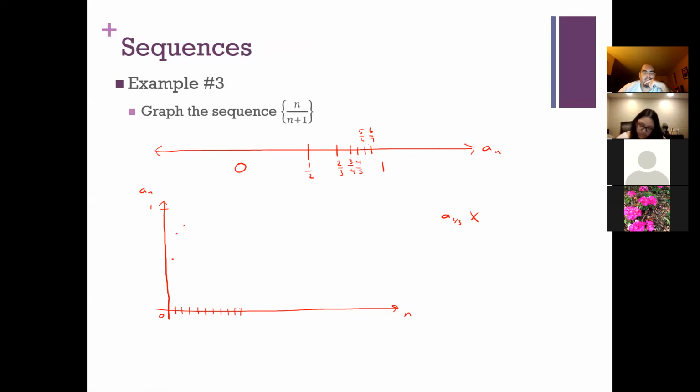So basically, I'm going to have this sequence that's a little bit like this. And as you correctly said, this thing will never reach 1, it'll never surpass 1. But graphing things like this gives you some sense of what the behavior is going to be.